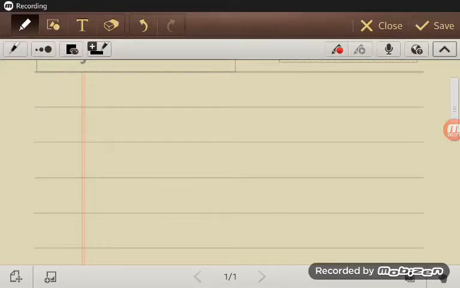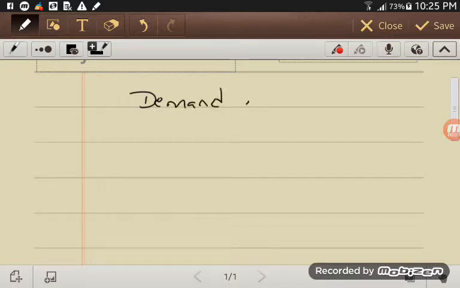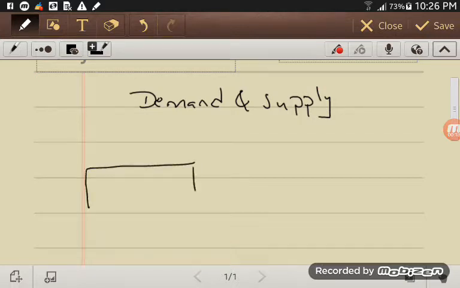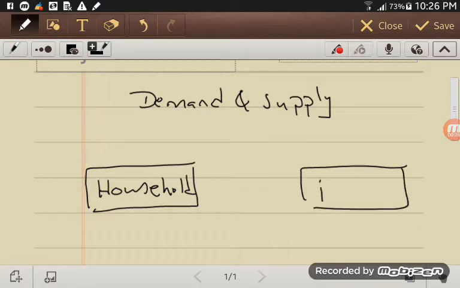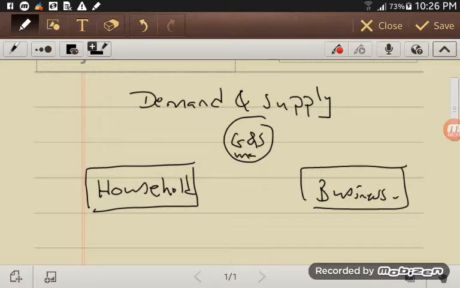Morning. Today we are going to start a new chapter, which is demand and supply. First, let's assume that the economy consists of two main sectors, which is household and businessmen. And there are two main markets: goods and services market and factor market.